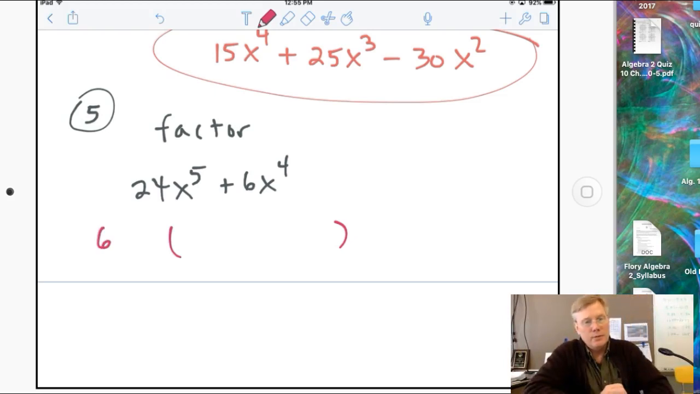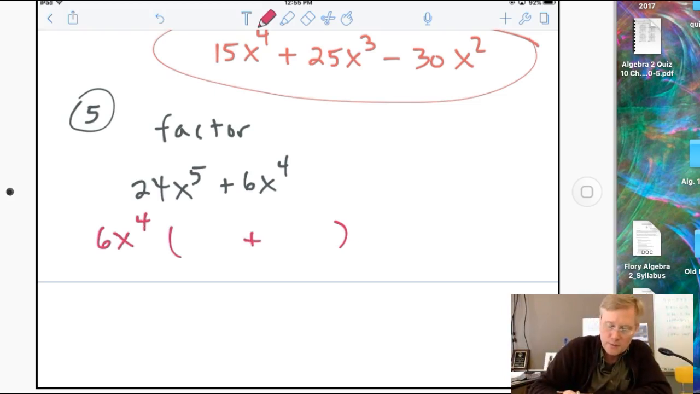And then how many x's can I pull out? Well, that's determined by the smallest exponent on the variable, which in this case is x to the 4th. Okay? And then you're dividing to see what goes in the parentheses. Since this is addition, it stays addition in the parentheses. 24 divided by 6 is 4. I had 5 x's here, but I pulled 4 of them out in front. Leaves me with 1x. And 6x to the 4th divided by 6x to the 4th is 1.